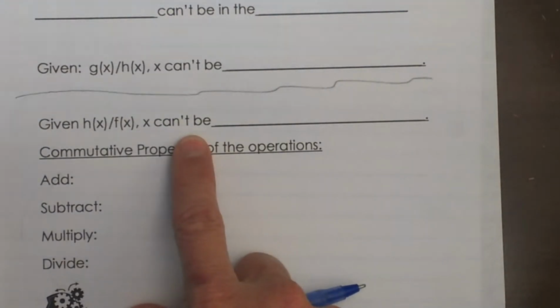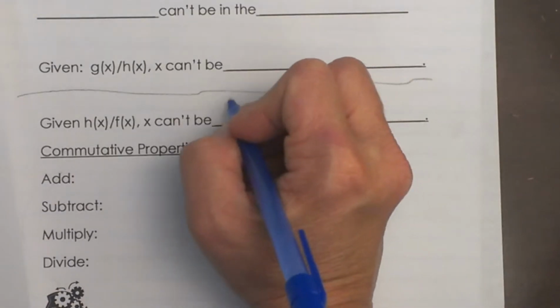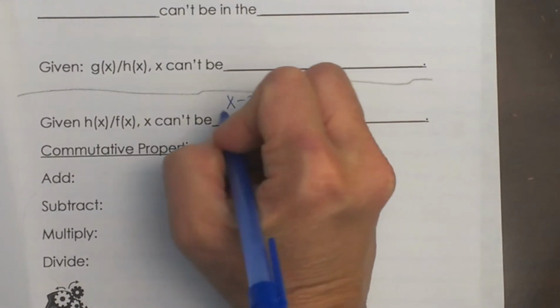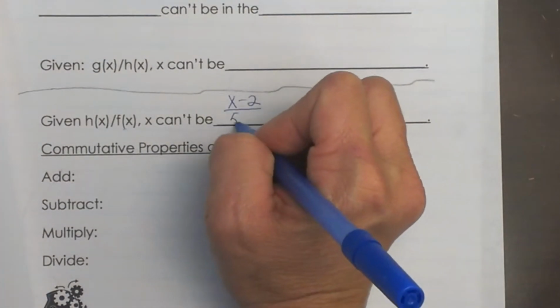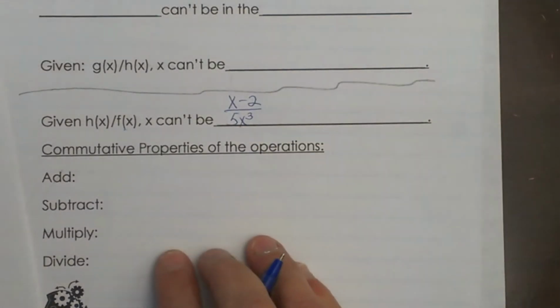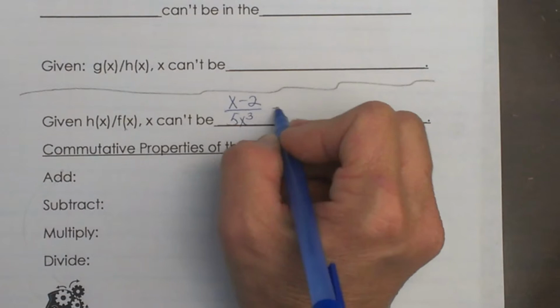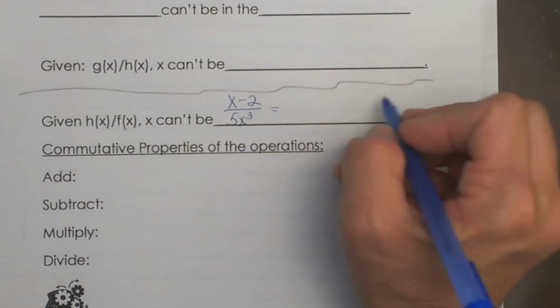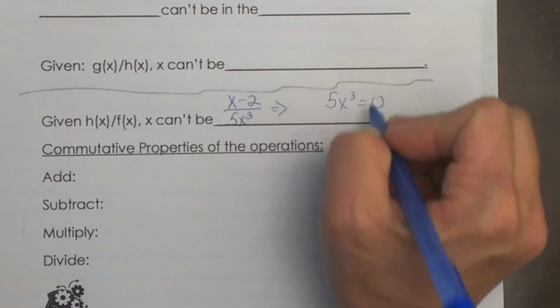We've been talking about that limited domain, so let's write this function first. I'm just looking at the first page, and I'm going to write the ratio of what that function is going to look like. So h of x is x minus 2, and f of x is the denominator, and it is 5x cubed. To look at a limited domain, we only look at the denominator. So what makes the denominator 0? What makes 5x cubed equal to 0?